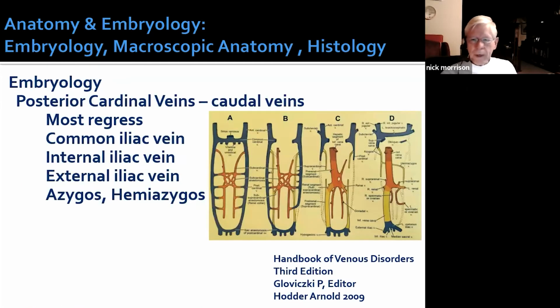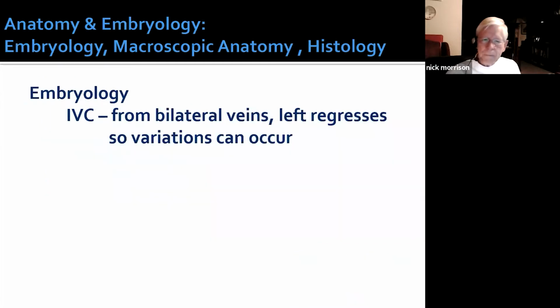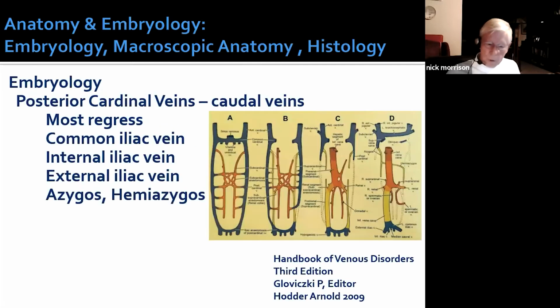The posterior cardinal veins becoming caudal abdominal veins. Most of them regress. They do become the common iliac, internal and external iliac, the azygos, and the hemiazygos veins. The IVC does come from bilateral veins, but the left side regresses most of the time, but there are a number of variations that can occur. So you can have a completely absent IVC, and you can have a duplicated IVC. If there's a completely absent IVC, sometimes you'll see the azygos and or the hemiazygos take over as the drainage from the lower extremity.